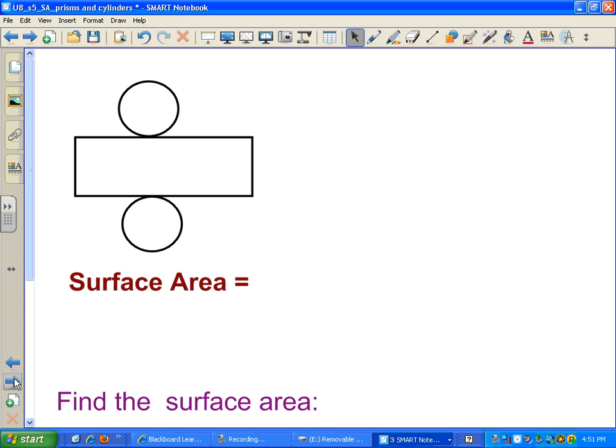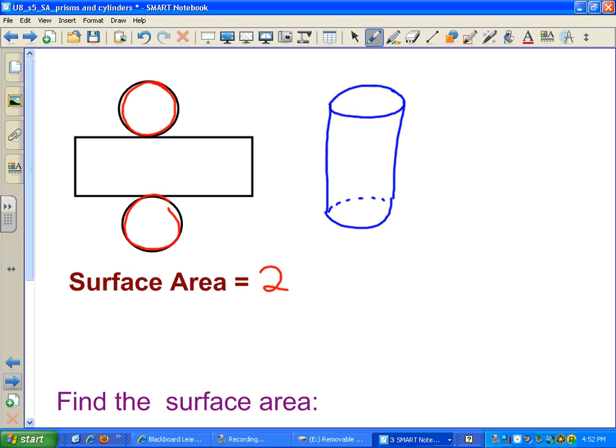Okay, so now let's look at a cylinder. So we know a cylinder looks something like this. And if we were to unfold it, here's our net. So notice it's very similar to a prism. We have 2 bases, but in this situation, our base is not a polygon. Our base is a circle. And so we have 2 of them. So since I have 2, I'm going to apply my 2, and area would be pi r squared.